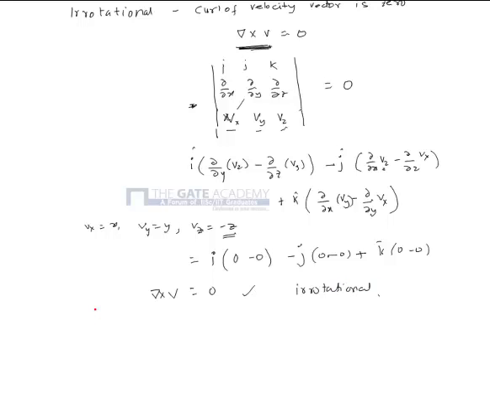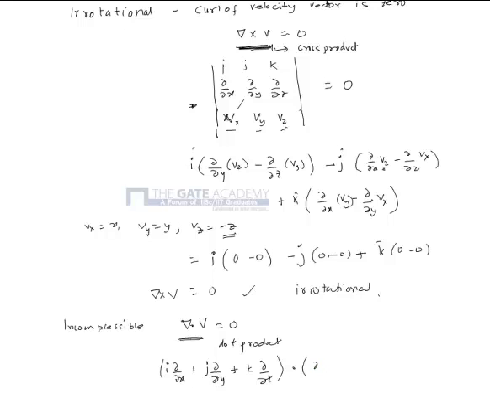Now let's check whether it is incompressible. If the flow is incompressible, the divergence of the velocity vector is 0. This is nothing but the dot product. Remember, this was the cross product, and this is the dot product. The dot product can be found as (i dou by dou x plus j dou by dou y plus k dou by dou z) dotted with the velocity vector, which is xi plus yj minus zk, equal to 0. Let's check whether it is 0 or not.